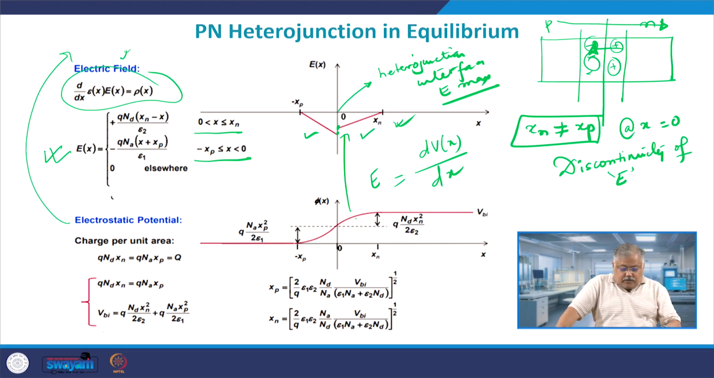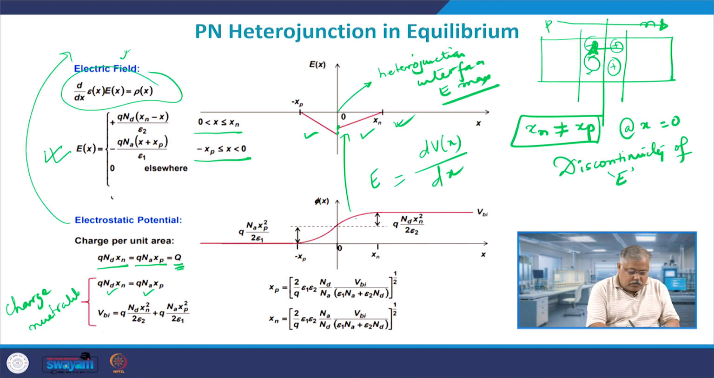And if you find the charge per unit area, it is q times Nd times xn, q times Na into xp, which will be the total charge. If you maintain charge neutrality, this is to be correct. So this is the charge neutrality which I am expecting. Because of charge neutrality you will get this, and you will get a revised value of V built-in as this much, and the values of xn and xp to be equal to this much.